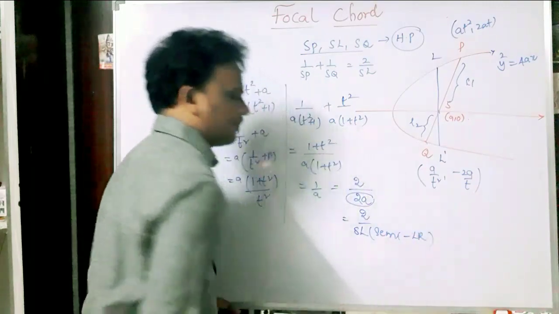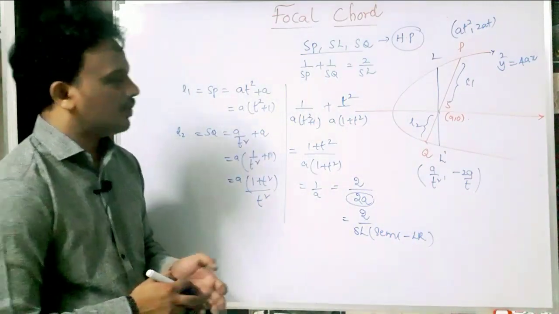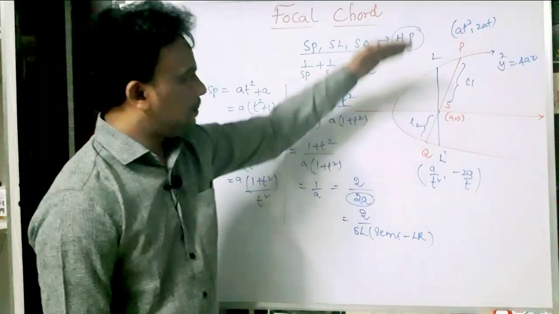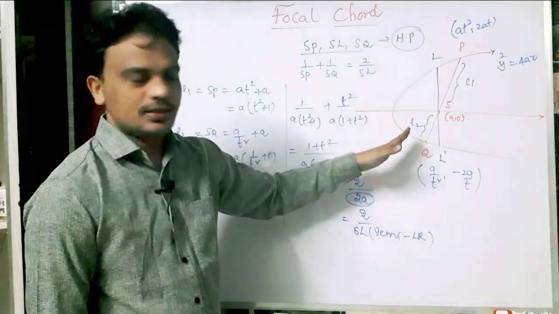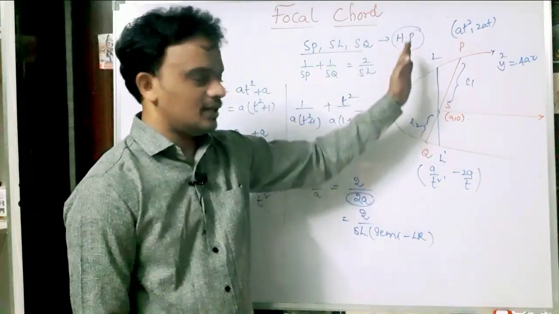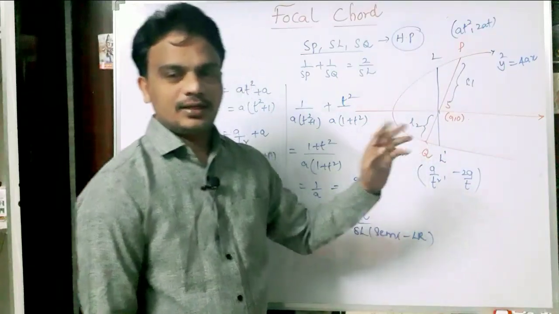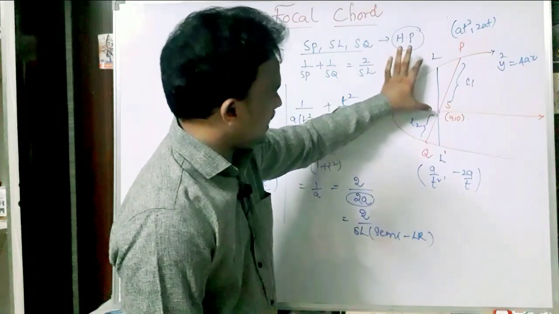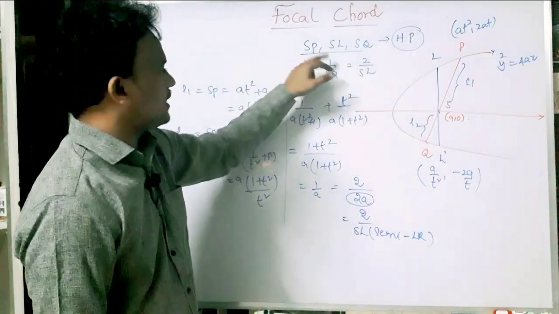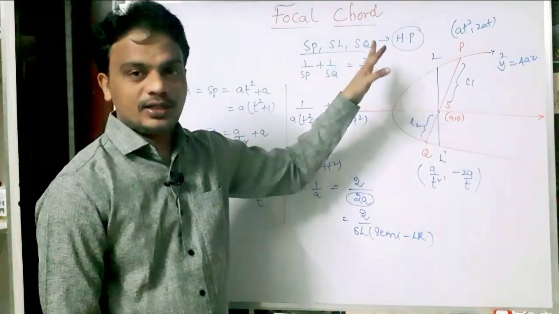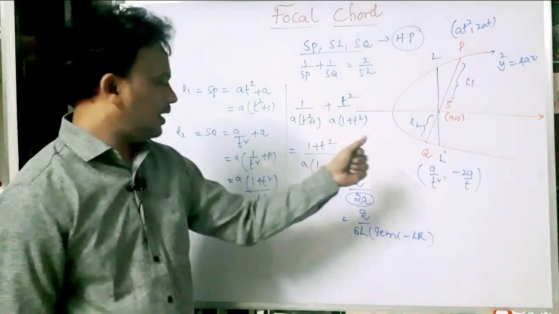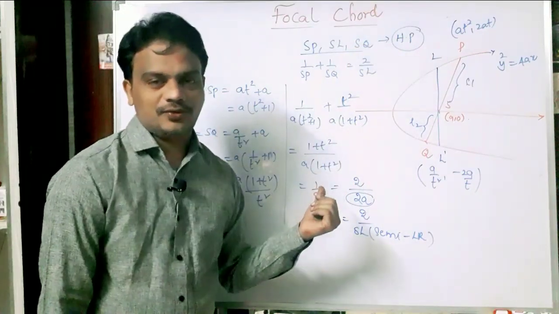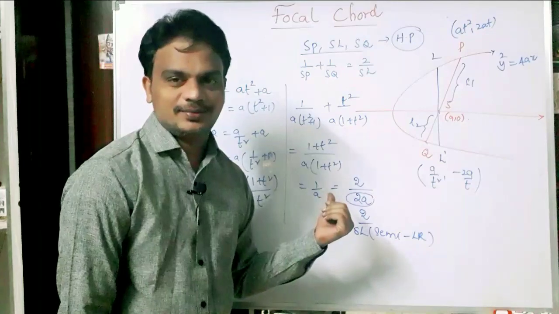Semi-latus rectum, right? So, a very important thing, what is that? If PSQ is a focal chord and L dash is the latus rectum, then the three lengths SP, SL and SQ are always in harmonic progression. Very important point from the objective point of view. Yes, come on, please make a note.